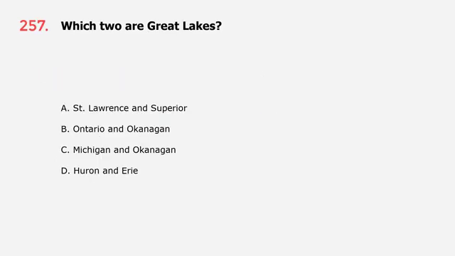Question 257. Which two are Great Lakes? A. St. Lawrence and Superior. B. Ontario and Okanagan. C. Michigan and Okanagan. D. Huron and Erie.